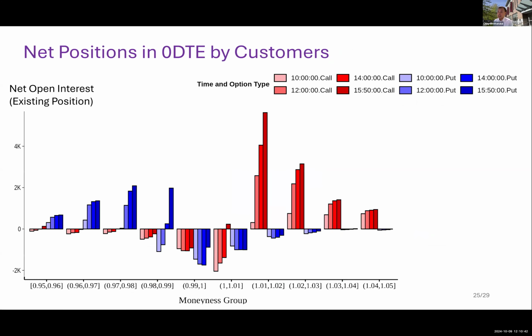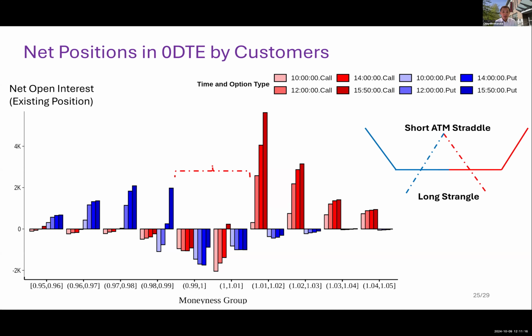So this is the net position in 0DTE by customers. So this is when they expire. Again, red is call, blue is put, and by time of day. The darker, the later in the day. First, I want to focus on the wings. These are the wings. What's happening here is that customers are expiring by holding a long strangle position. They're buying out of the money call and out of the money put.